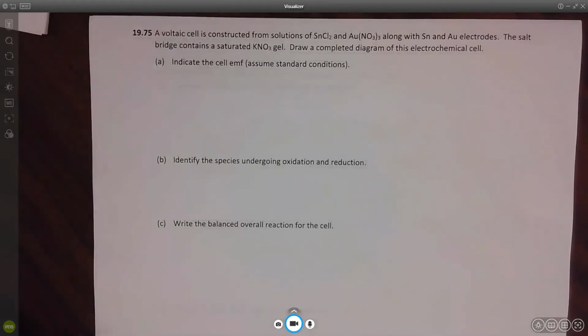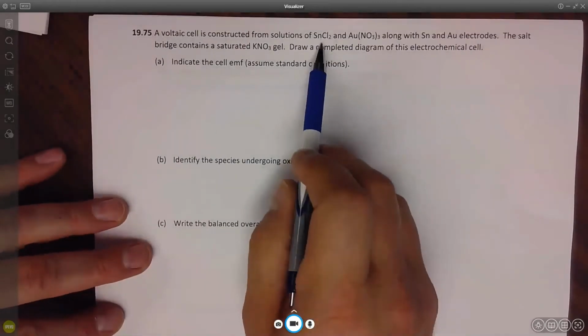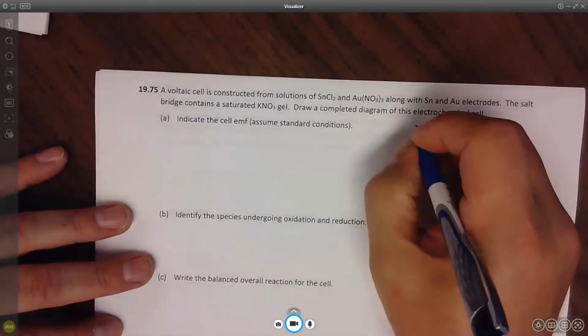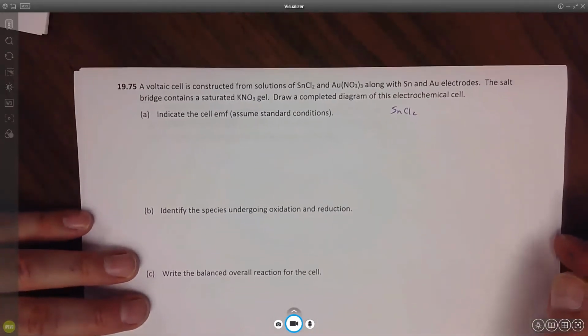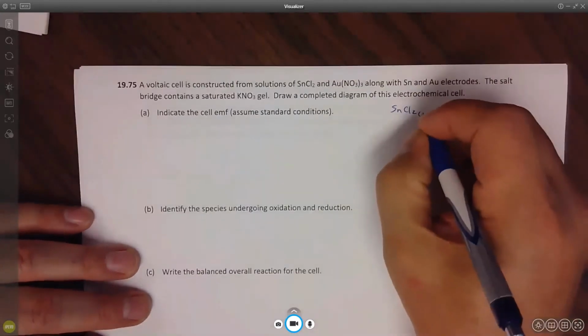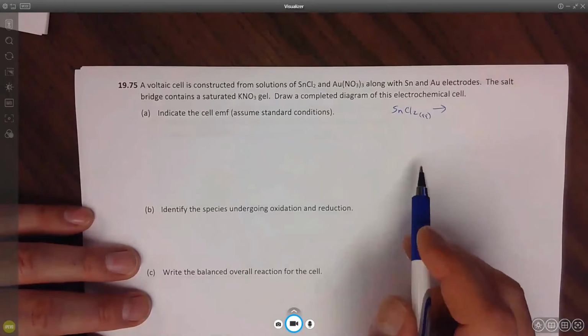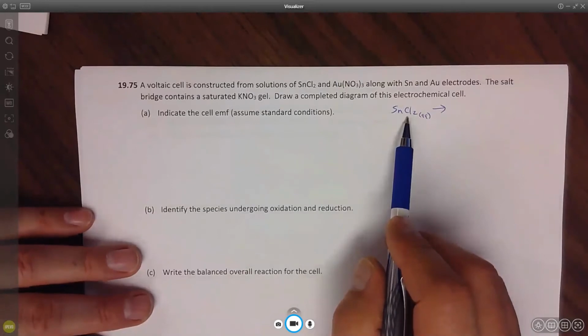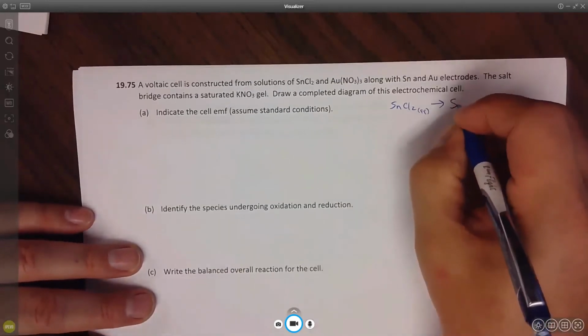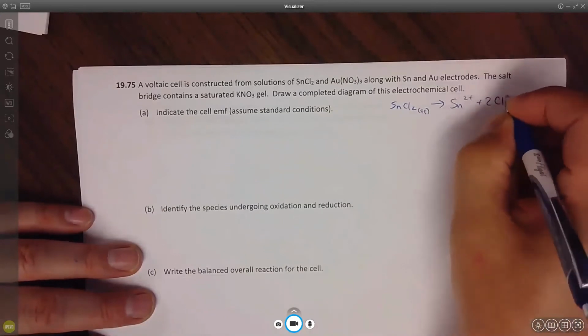So what do you think? Kaylee, what do you think? What's one of my half reactions? Well, let's just look at this. Tin 2 chloride. What's going to happen to tin 2 chloride if it's in water? It'll dissociate. Okay, so you're saying it's a strong electrolyte? Because we know that chloride salts, bromides, and iodides are soluble with the exception of silver, mercury, and lead. That's not an exception, so that's going to dissociate into tin 2 plus and a couple of chloride ions.